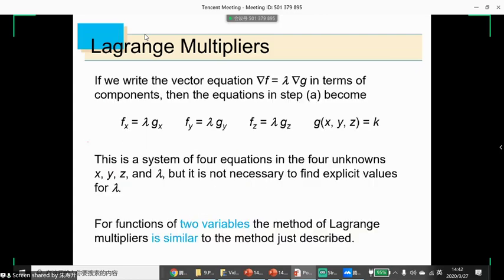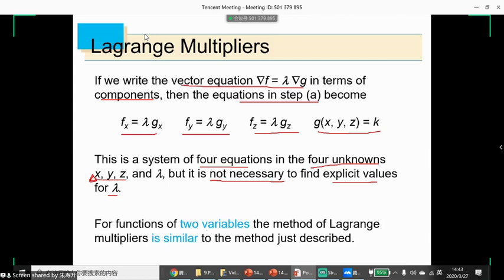If we write the vector equation in terms of components, then the equation in step 1 becomes these four equations. The first is fx equals lambda cx, the second is fy equals lambda cy, the third is fz equals lambda cz, and the last is the constraint c equals k. This is a system of four equations in four unknowns. But it's not necessary to find the value of lambda. We just need to find x, y, and z.